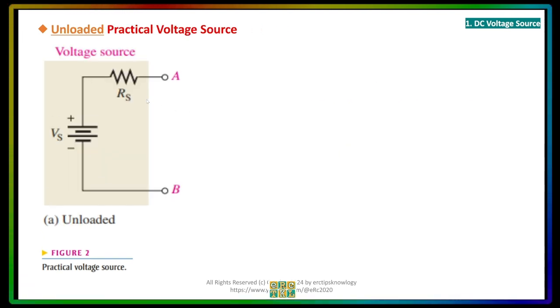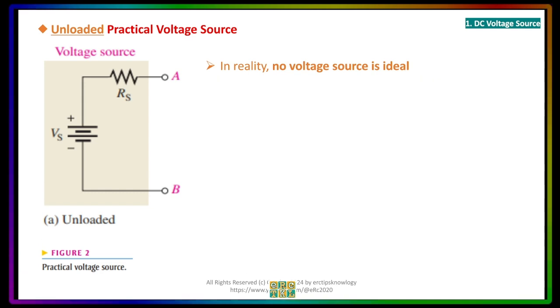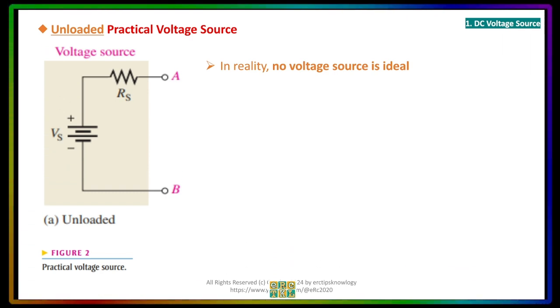Now let's try to analyze the unloaded practical voltage source. This time you will see the word practical, it's no longer ideal, and because of that, the voltage source, as you can see here, has an RS, or internal resistance. In reality, in real life, there is no perfect voltage source that does not have RS, or there's no ideal voltage source in real life.